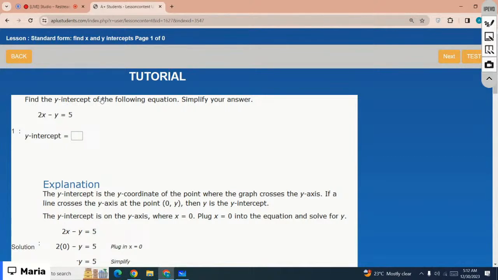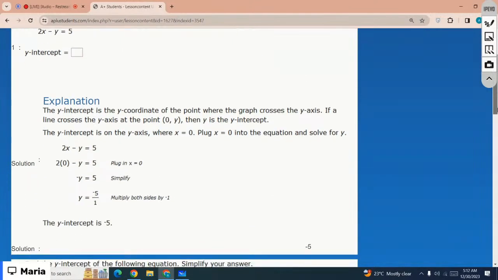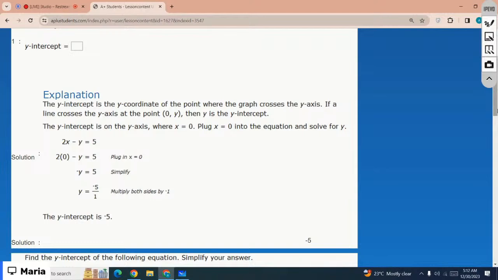Find the y-intercept of the following equation. We are given the equation 2x minus y equals 5, and you have to calculate the y-intercept. Whenever we calculate the y-intercept of an equation, we know that x must be 0. So just substitute x as 0. That is 2 times 0 minus y equals 5, so y equals negative 5, and that is the y-intercept. Got it?